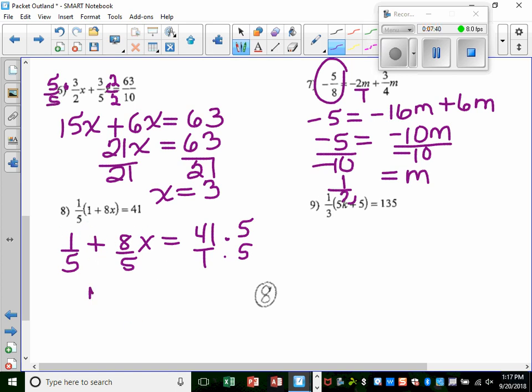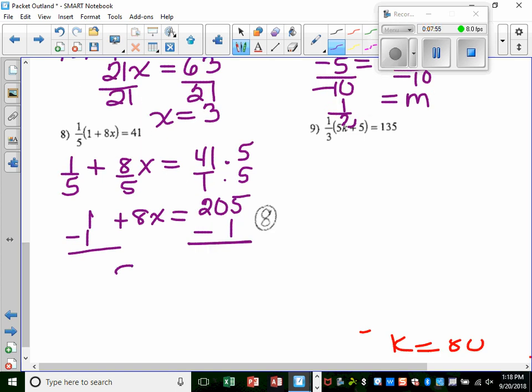So I'm going to say 1 plus 8x equals, and can someone tell me what 41 times 5 is? 205. All right, 205. And then we're going to subtract 1. That'll give us 204.